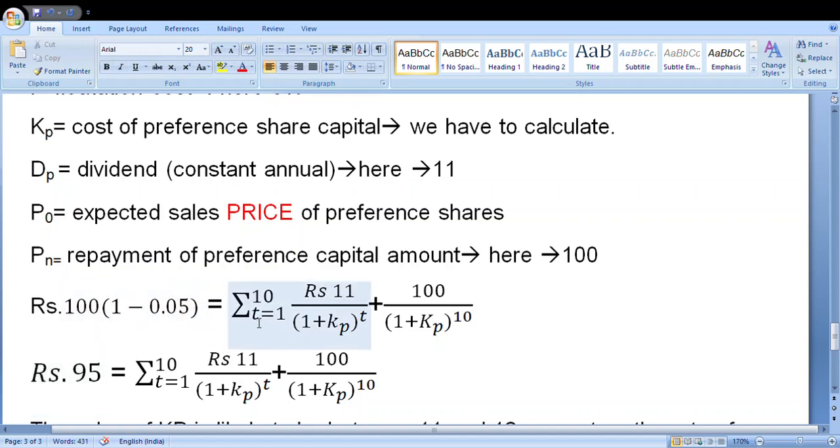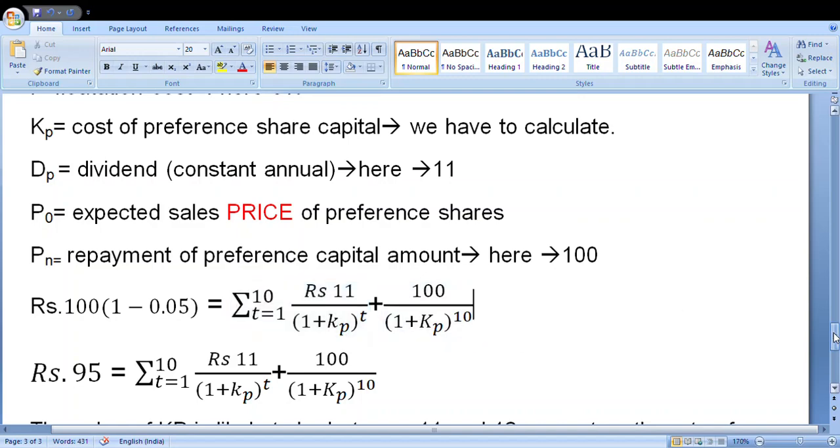And here t takes the values of 1 to 10, as the number of years is 10 in our case. Dividend, as I told you, is rupees 11, and principal repayment after the 10th year is 100. That's why if you see the denominator part, for the principal repayment it is 10, whereas for the dividend it is t, because we have to expand it and t will be taking the values of 1 to 10.